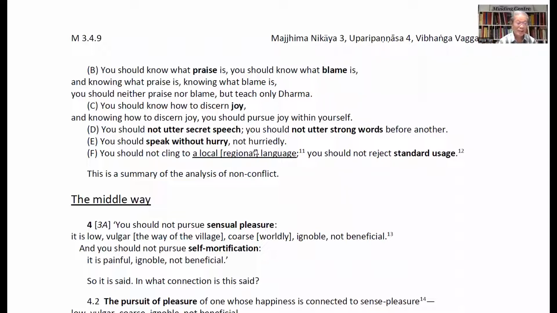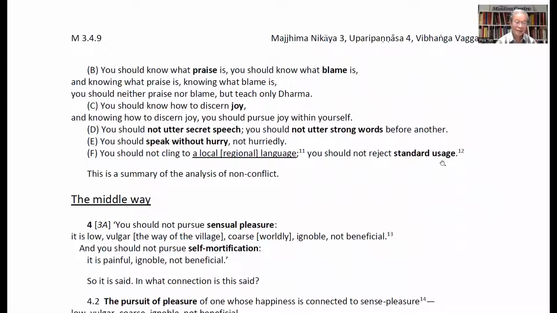Okay? F, you should not cling to a local or regional language. You should not reject standard usage. This is very interesting advice. It's talking about using words especially. We should not get caught up with local dialect, in other words. We must speak something which most people will understand, basically.